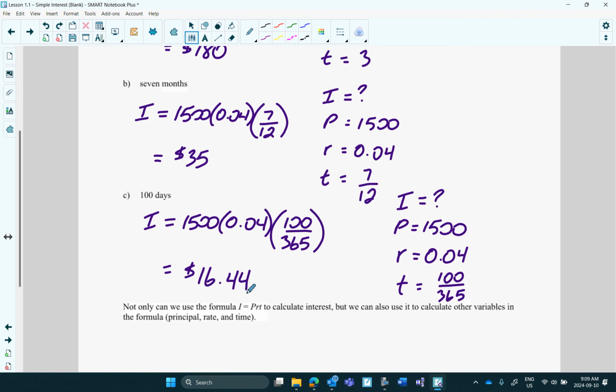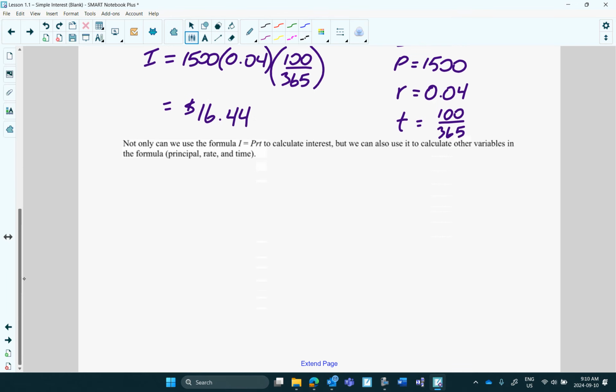So that's how we calculate interest. We can also use this formula to find interest rates, to find how much you invest or borrow for. So if you think about it, it's just sort of using simple algebra.